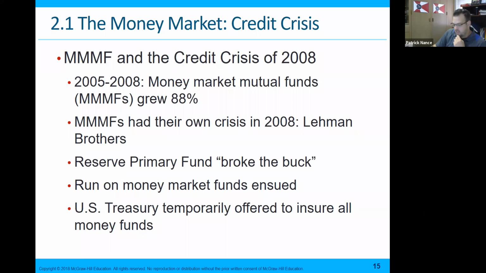The money market funds and the things that happened in the credit crisis: they grew too large and too quickly. Money market mutual funds had their own crisis in 2008, with Lehman Brothers themselves. The Reserve Primary Fund broke the buck, effectively affecting the value of the dollar in a big way.